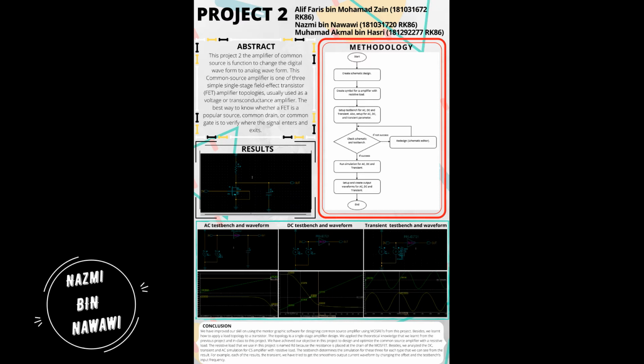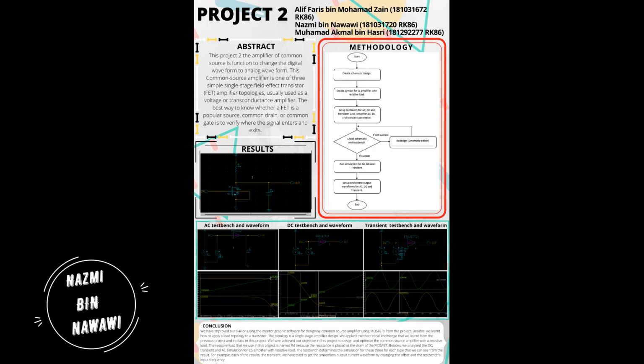Okay, for the conclusion, we have improved our skill in using the Mentor Graphics software for designing a common source amplifier using MOSFET from this project. Besides, we learned how to apply a topology to a transistor. The topology is a single stage amplifier design. We apply the theoretical knowledge that we learned from the previous project and in class to this project. We have achieved our objective in this project to design and optimize the common source amplifier with resistive load.